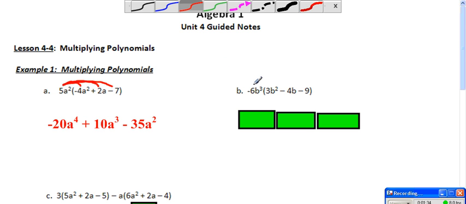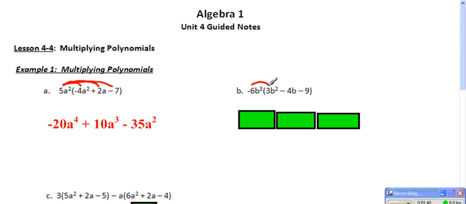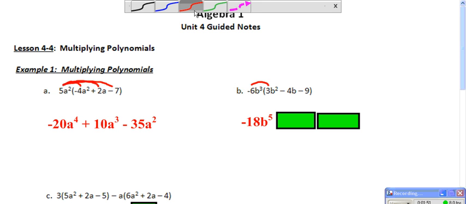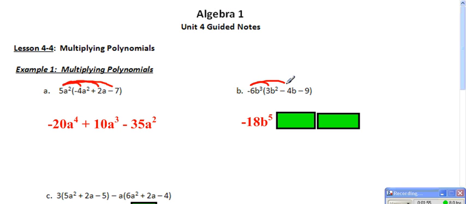B, remember you can pause this at any time you need to. Negative 6b to the third, we are going to go ahead and distribute into 3b to the second. And we would wind up with negative 18b to the fifth. Next step, we'd go ahead and multiply negative 6b to the third times negative 4b. When you multiply your two negatives together, you get a positive. We get positive 24b to the fourth.